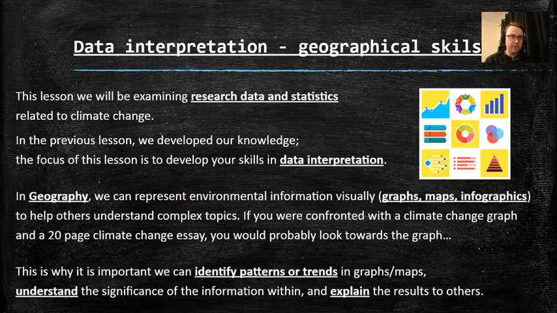So, okay, I can identify that that number is going up and it's connected to that number going down. Understand the significance of that information. So, okay, that is connected to this, which means that this is the cause and that's the effect. And then to explain those results, to write that down so you can demonstrate your understanding to others.